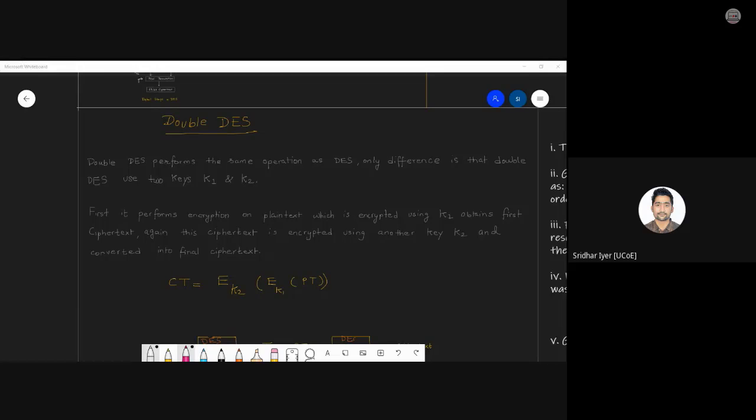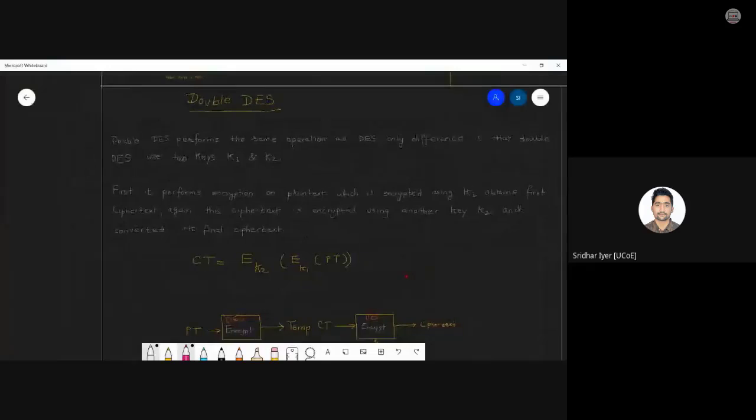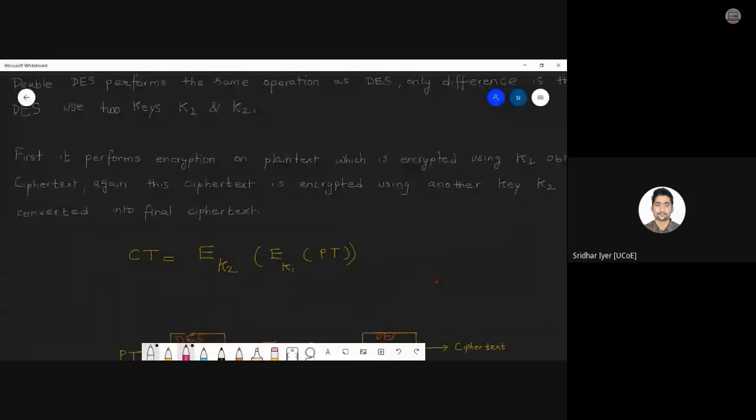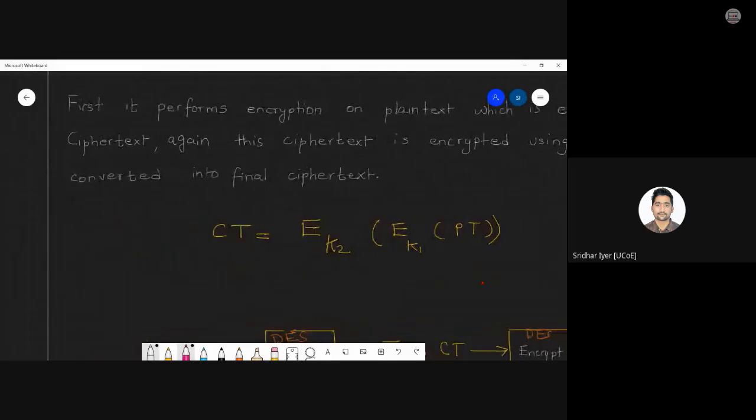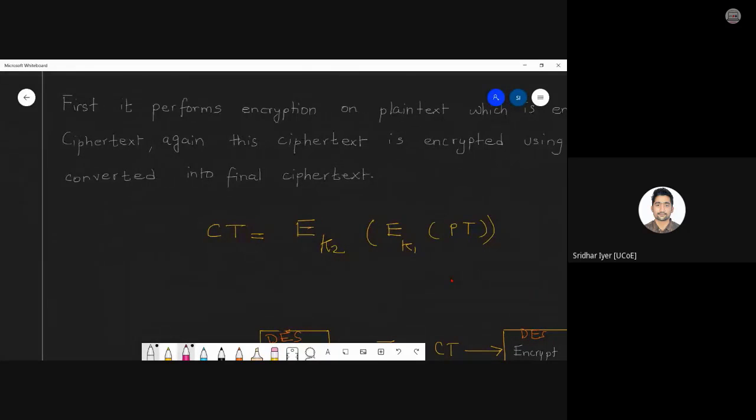This was the internal structure of double DES, as you can see over here. Double DES is nothing but applying DES twice with different set of keys. So if you see this expression over here, the ciphertext CT is nothing but an output which we get after applying this expression. That is, we first of all encrypt the plain text using the first key. Whatever is the result, the temporary result, we encrypt that using one more key, that is K2. And whatever is the result after applying the keys twice, we get the ciphertext.